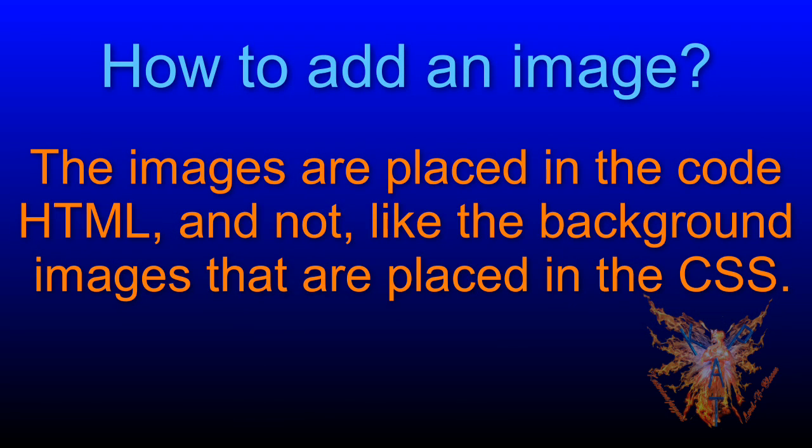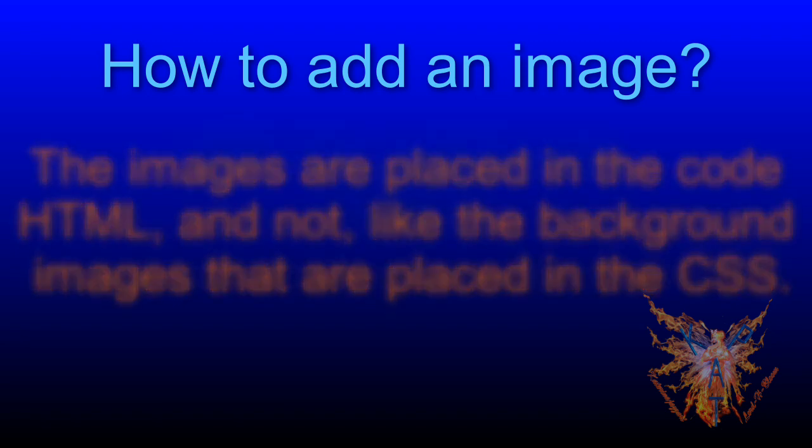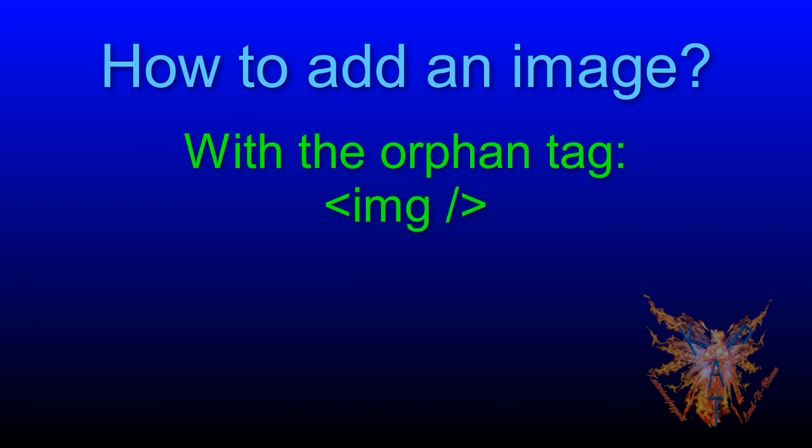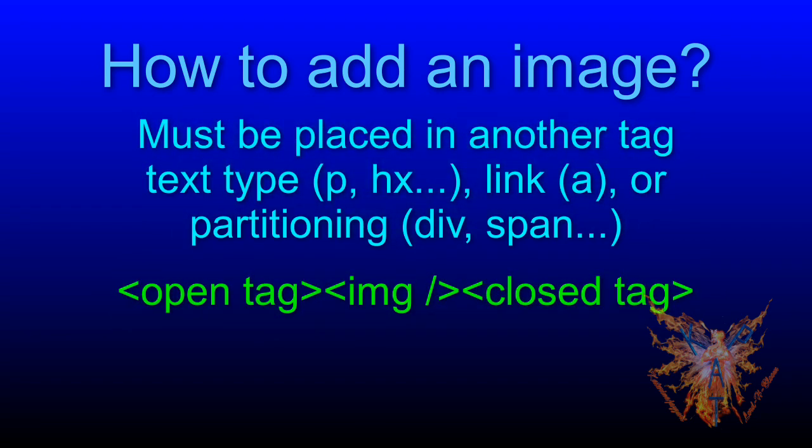Images are placed with an HTML tag, and therefore in the HTML code, unlike background images which are placed in the CSS code. The tag to insert an image is the orphan tag, img, quite simply, img like image. This tag will have to be placed in another tag, whether text, like p or hx, links, like a, or tags that will partition our page, and that we will see in the following chapters. I will just, for example, use the pair tag, div, which allows us to create a division of our page, and whose functions we will see in the chapter dedicated to it.